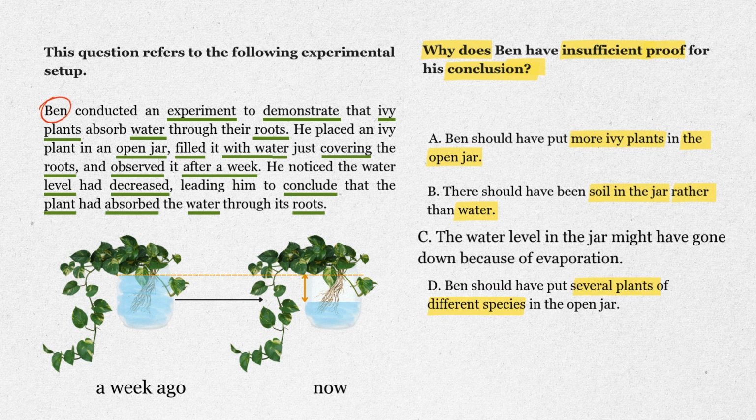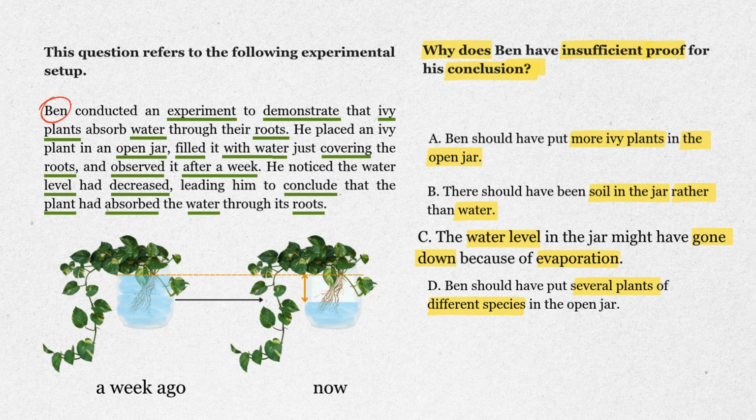C. The water level might have gone down because of evaporation. For an experiment to provide conclusive proof, it must control for all other variables that could explain the observed result. In Ben's experiment, the jar was open. Water can evaporate from an open container, meaning the decrease in water level might not be solely due to the plant absorbing it through its roots. Ben needed a control group, e.g.